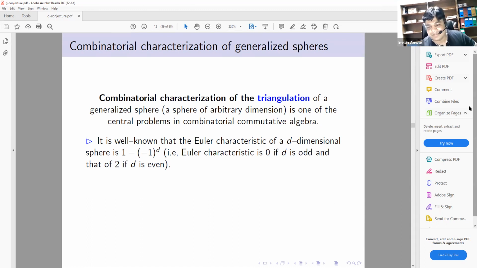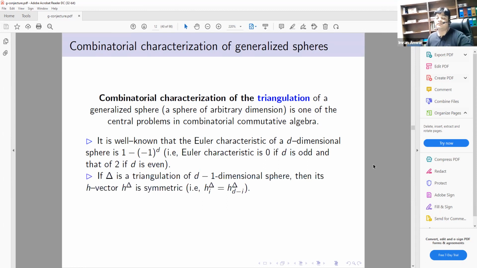The second thing is that I told you that H vectors are very important, and they play a very important role in this combinatorial characterization of the triangulation of a sphere. You pick a sphere, you do the triangulation the way you want, you calculate the F vector, and then you calculate the H vector. The surprise is that the H vectors are always symmetric. This is a very surprising and well-known fact. Just like the binomial expansions are symmetric sequences, you can see the coefficients: 1, 2, 1, and 1, 3, 3, 1.